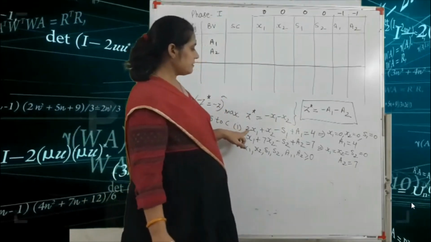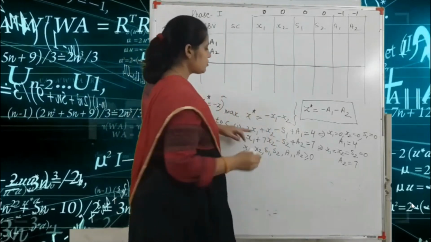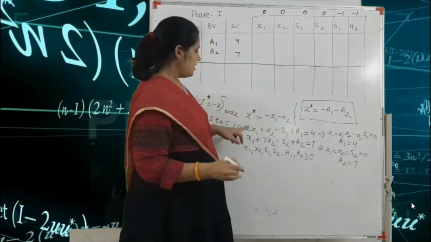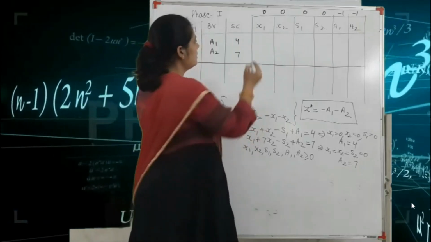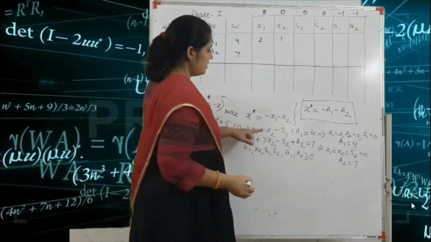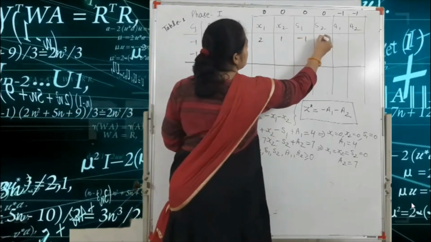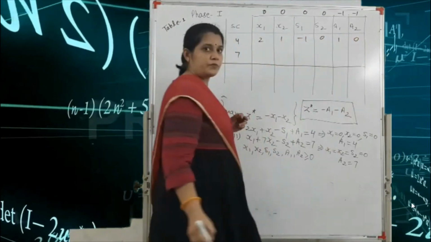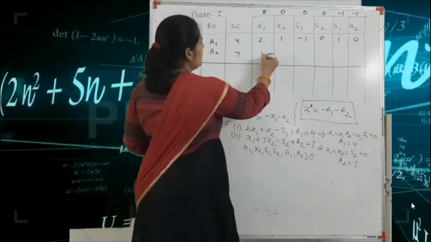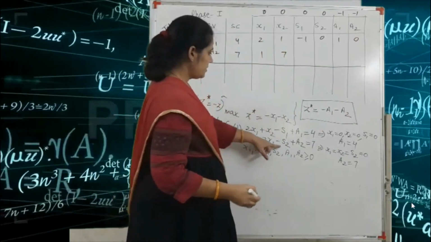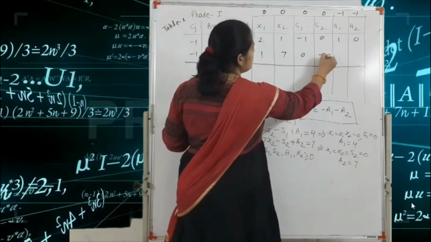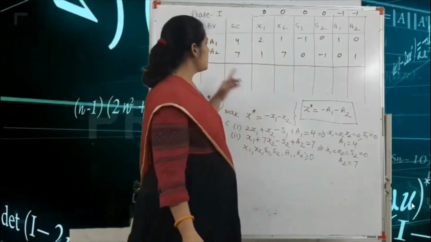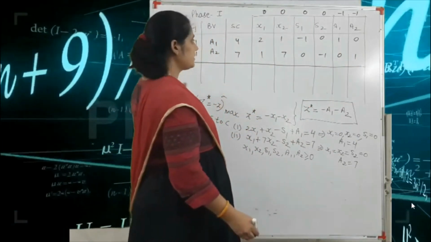Okay, so let's write the first equation. The solution constant is 4 and 7, so we write here 4, 7. The first row values are 2, 1, minus 1, 0, 1 and 0. Got it? The next equation is 1, 7, 0, minus 1, 0, plus 1. So here we write equation number 1 and equation number 2.